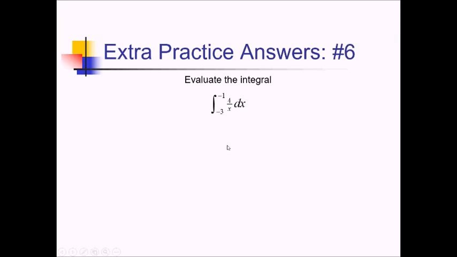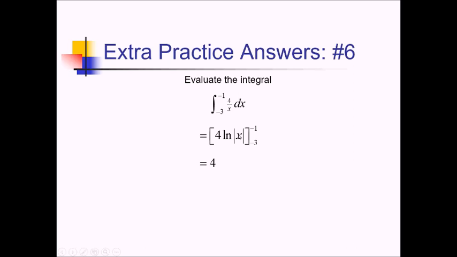On this problem, I have the definite integral of 4 over x from negative 3 to negative 1. Let me start with my antiderivative, which is going to be 4 ln absolute value of x, evaluated from negative 3 to negative 1. So let me yank out a 4 from this, and now I'm going to plug these numbers in.